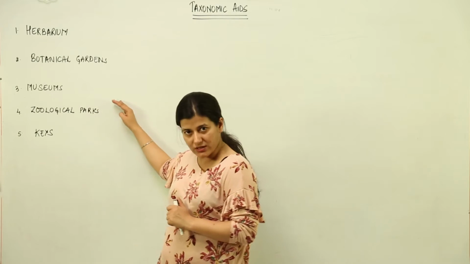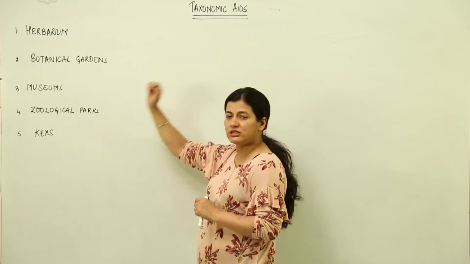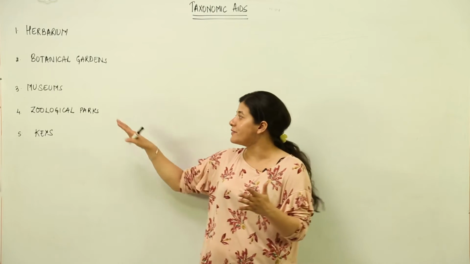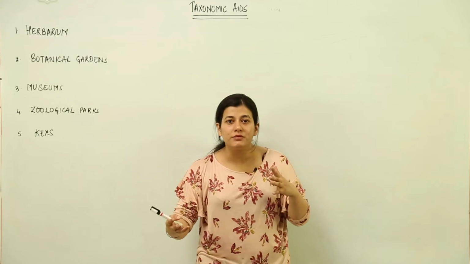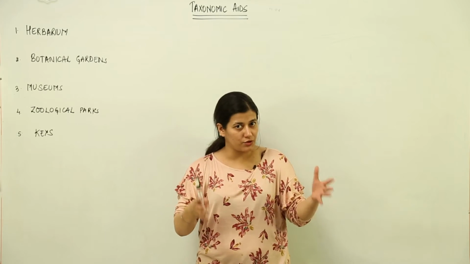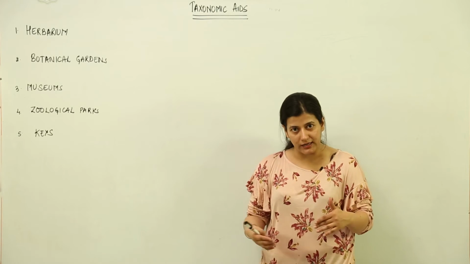Coming to the museums. Now we will come to museums, but before that we are going to see the botanical gardens. Now what are botanical gardens? Botanical gardens are a type of zoo, but over there you won't find animals. You are going to find the maximum variety of plants that could be supported in that particular habitat. That is known as a botanical garden.